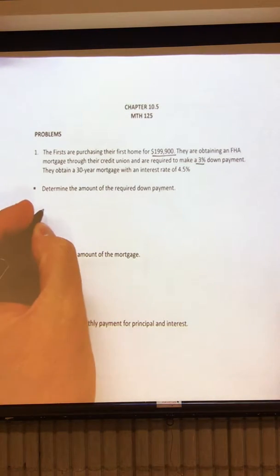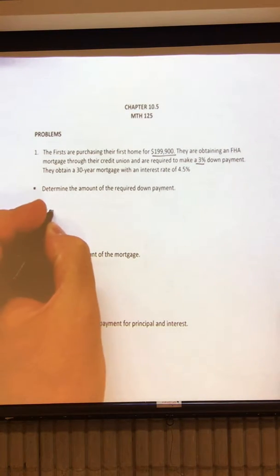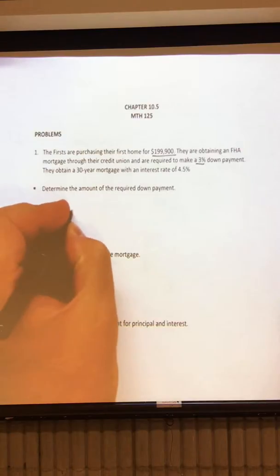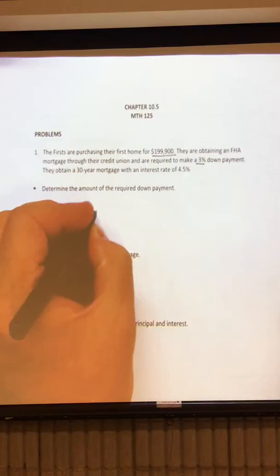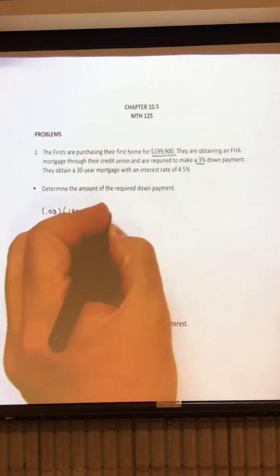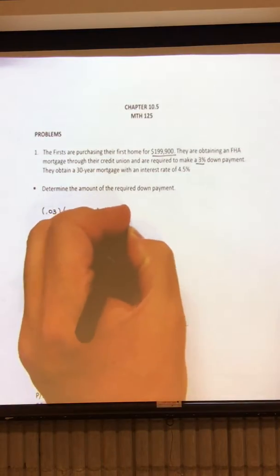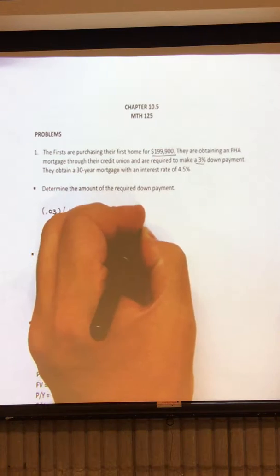So we have to multiply 0.03 times 199,900. This is going to be equal to $5,997.